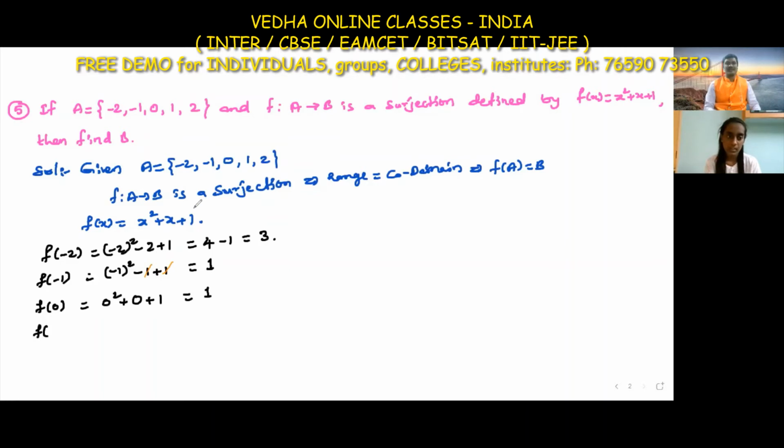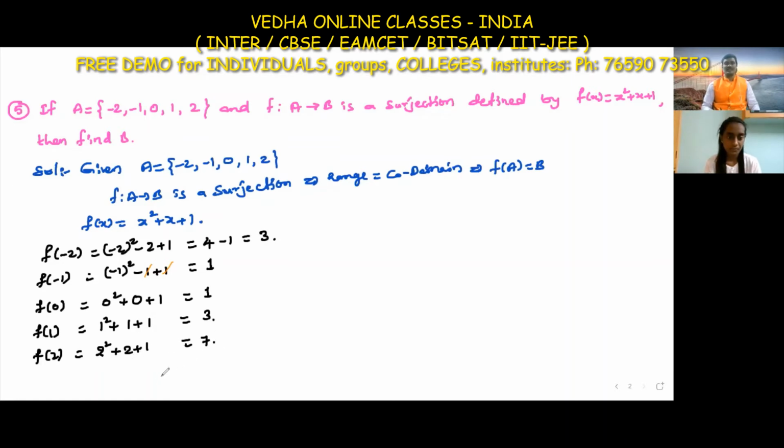And now after that we have to find the image of 1, meaning substituting 1 in this function. 1 squared plus 1 plus 1, that means 1 plus 1 plus 1, that is 3. Now I am substituting 2 here. 2 squared plus 2 plus 1, in place of x we are substituting the value 2. That is 4 plus 2, 6, and 6 plus 1 is 7.